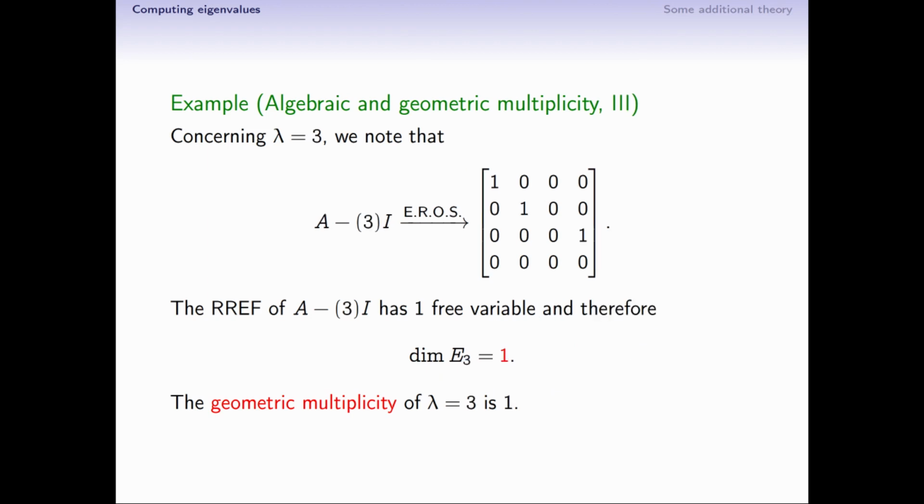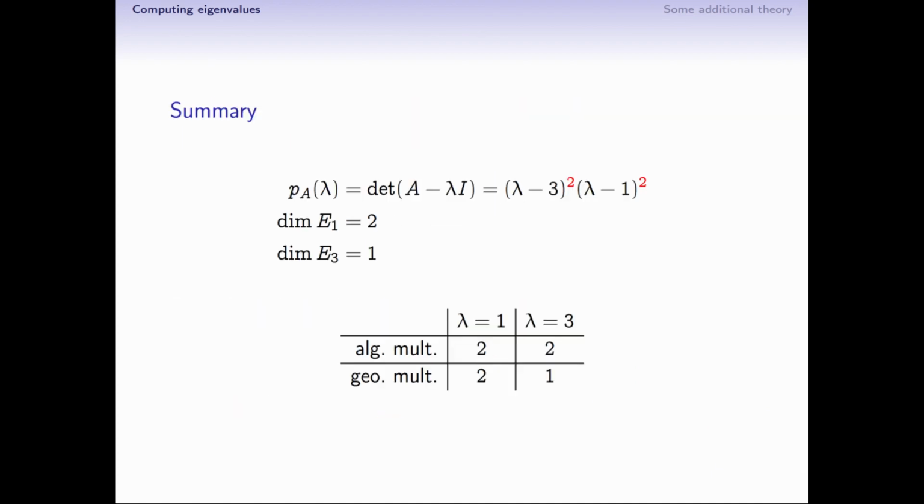Now let's compare this with the eigenvalue lambda equals 3. When we take A minus 3 times I and row reduce it, we find that there is only one free variable, and therefore the dimension of E3 is going to be 1, and so the geometric multiplicity of lambda equals 3 is 1. Now, if we summarize our findings, here's what we find.